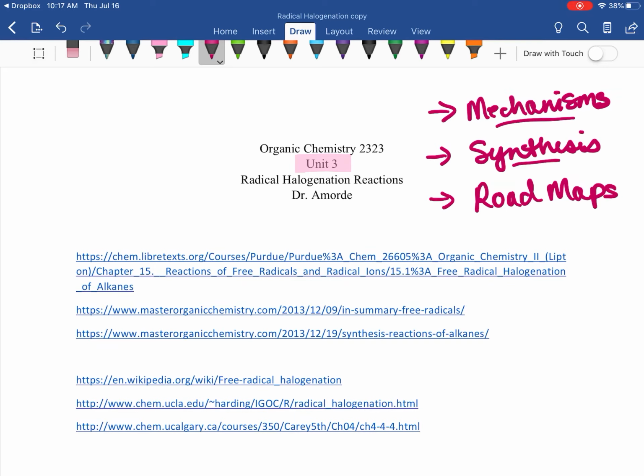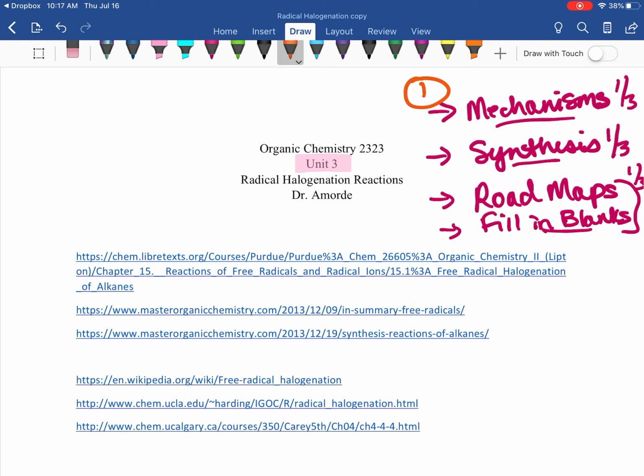And then these reactions might also pop up in our roadmaps. We'll have at least one roadmap on every test as well. So we're looking at probably a third of our test mechanisms, a third of our test synthesis, and then we'll have a roadmap and one fill in the blanks. And our fill in the blanks is just gearing us up for synthesis. So this will comprise probably the other third of your exams.